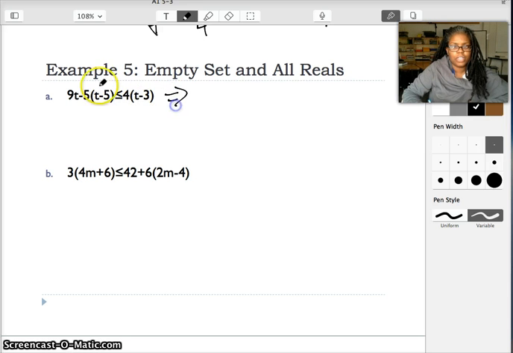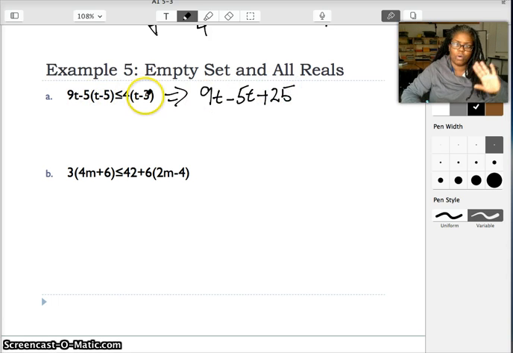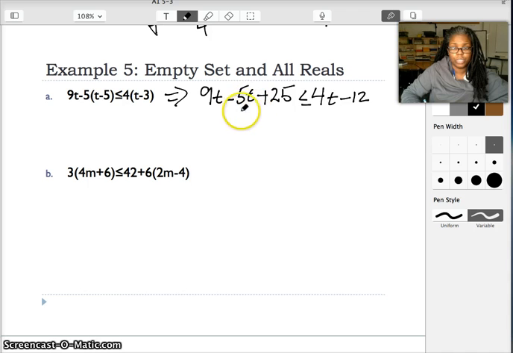So if we're going to solve this, again, rock the distributive property. So 9t stays the same, but now this is a negative 5 times t, a negative 5 times negative 5. I get a negative 5t plus, remember negative times negative is a positive, plus 25. So that is on the left side of my inequality. And on the right side, I'm going to distribute that 4 and get 4t minus 12. And so this looks like any old problem that we would usually do. So we're going to join like terms. So 9t and minus 5t become 4t plus 25, less than or equal to 4t minus 12.